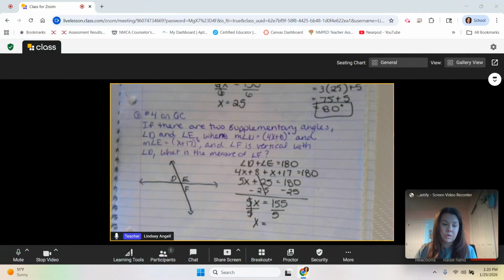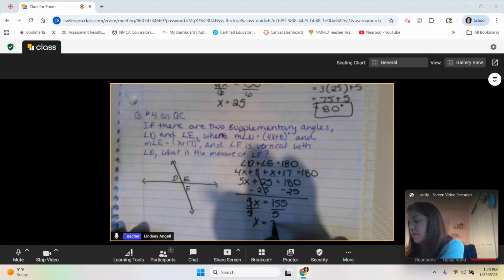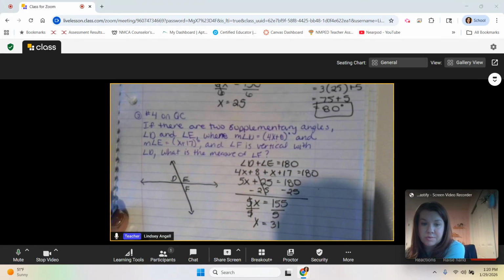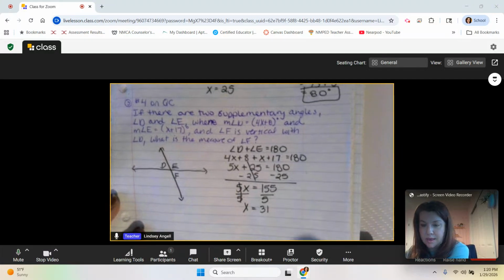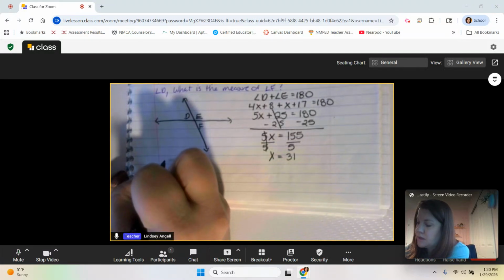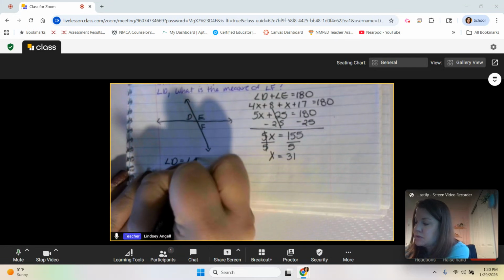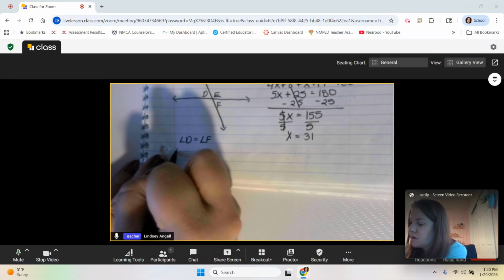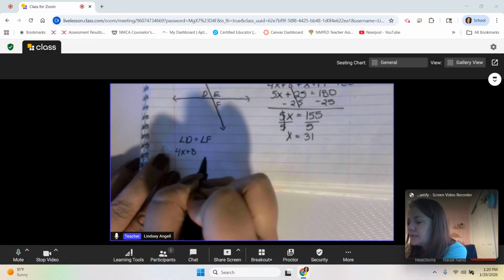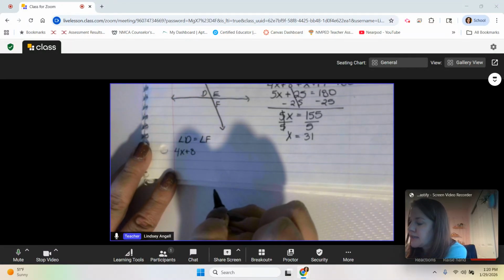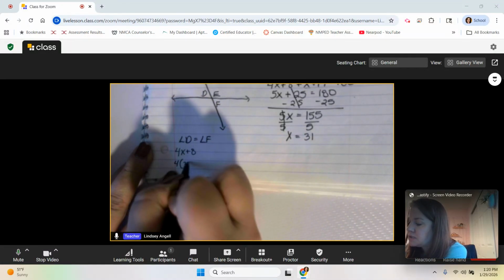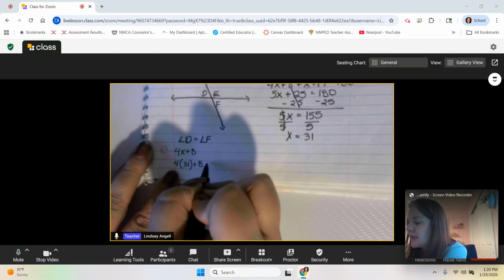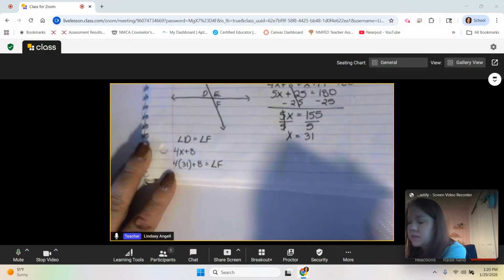Let's see, 155. I should know this, but Miss Angel's tired today. Divided by 5, that gives us 31. So x is equal to 31. Now we need to take that and we know that angle D is equal to angle F. So for angle D, that was equal to 4x plus 8. Well, that's 4 times 31 plus 8. And that's also going to be equal to angle F.